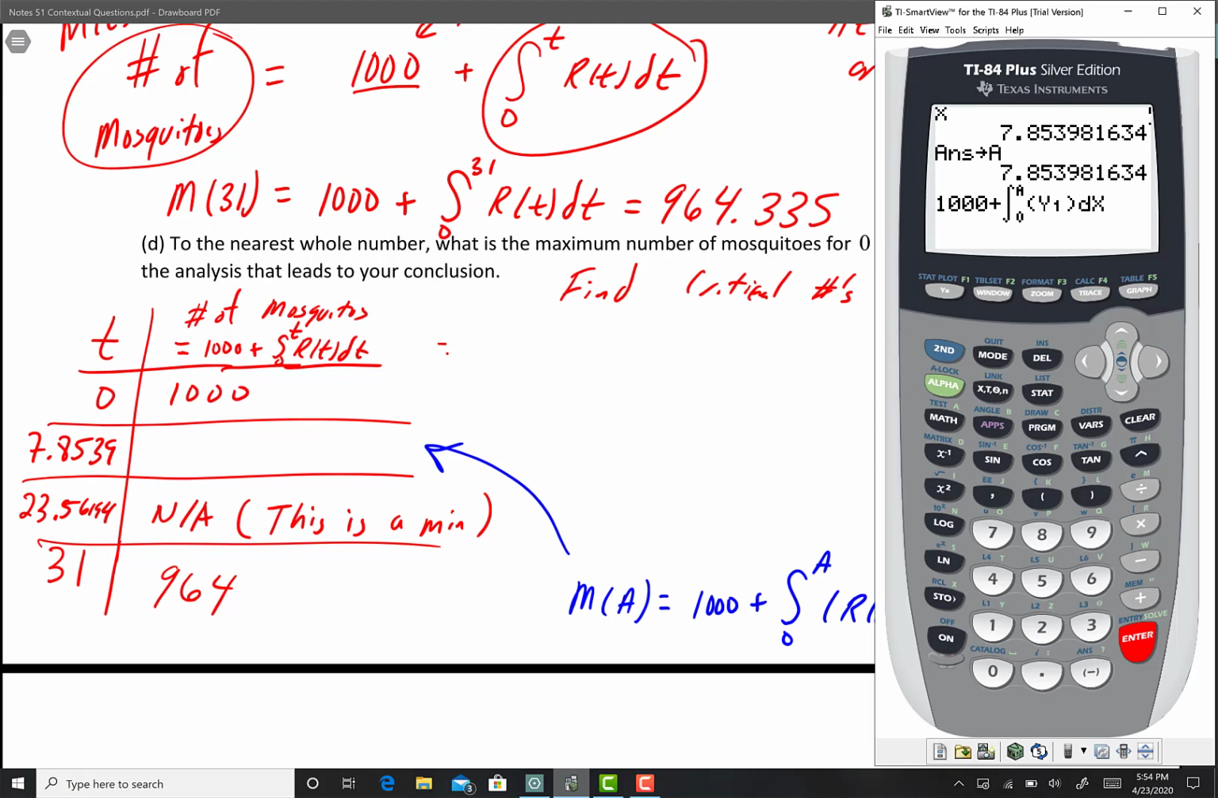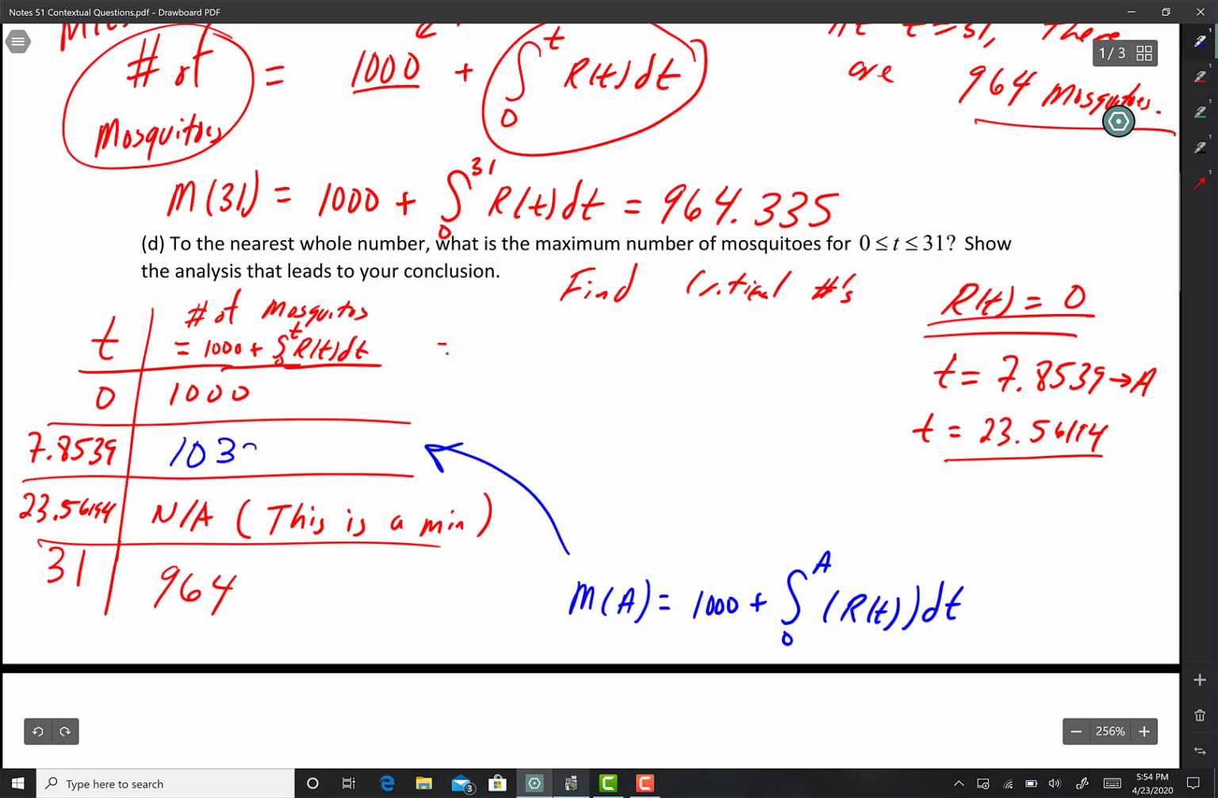and I gotta wait, I guess. Come on, buddy. There we go. 1,039. All right, to the nearest whole number. Perfect. So I'm just gonna say maximum mosquitoes occurs at 7.8539. Maximum mosquitoes 1,039 occurs at that time.